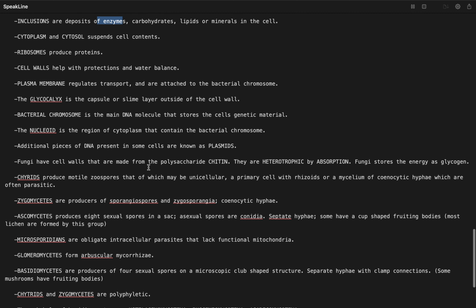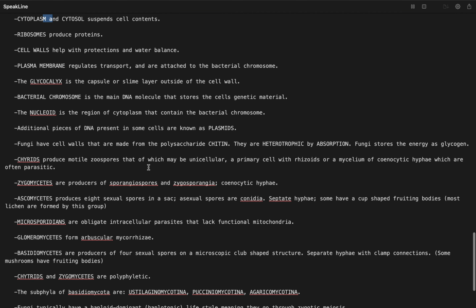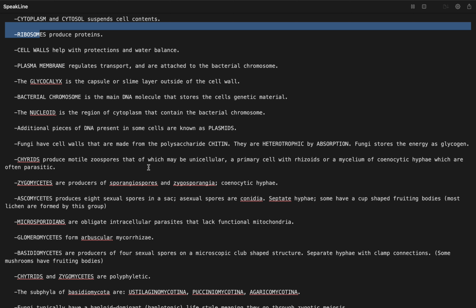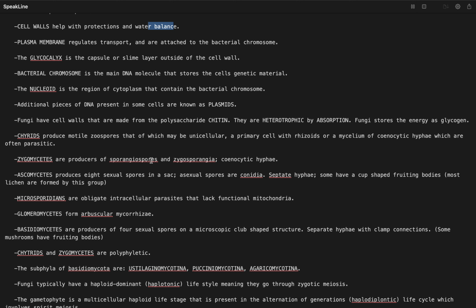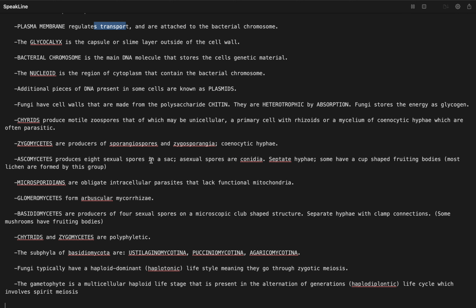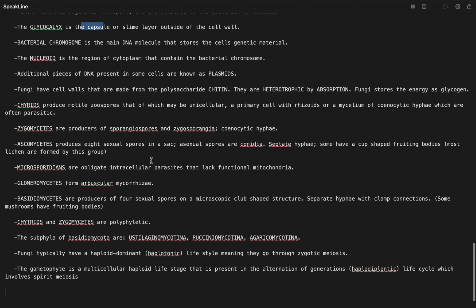Inclusions are deposits of enzymes, carbohydrates, lipids or minerals in the cell. Cytoplasm and cytosol suspend cell contents. Ribosomes produce proteins. Cell walls help with protection and water balance. Plasma membrane regulates transport, and is attached to the bacterial chromosome. The glycocalyx is the capsule or slime layer outside of the cell wall.